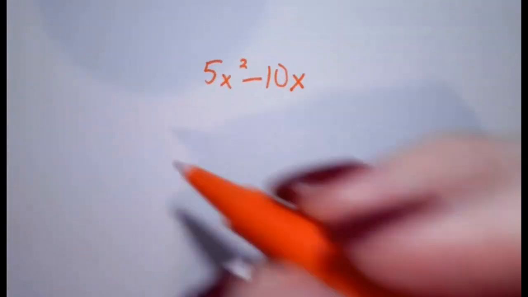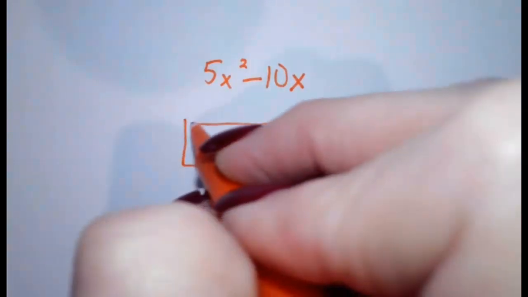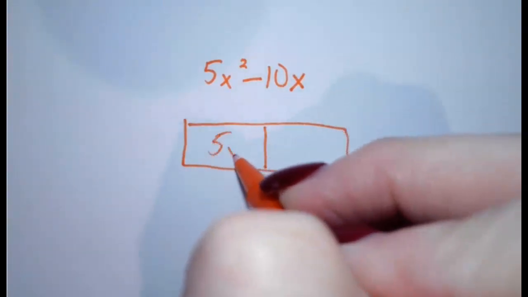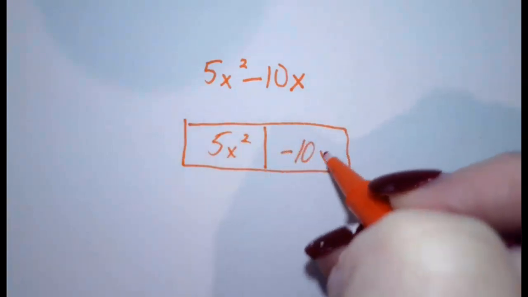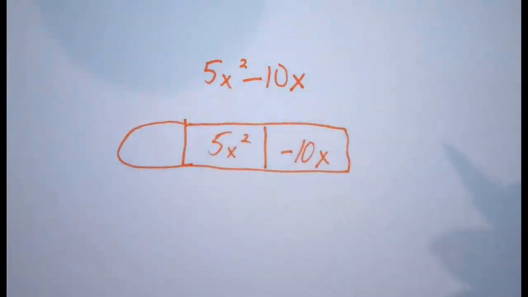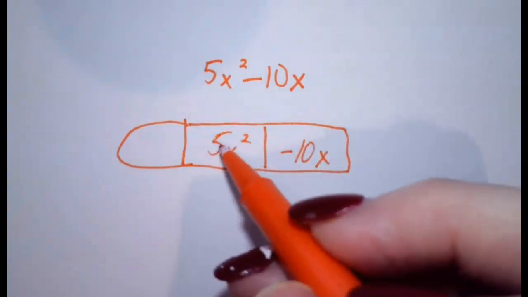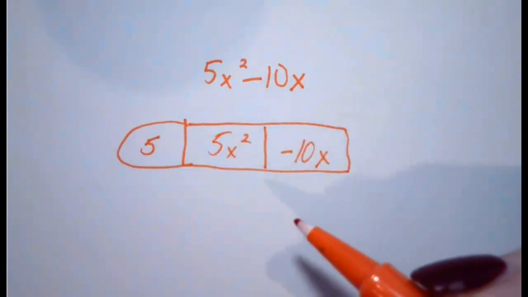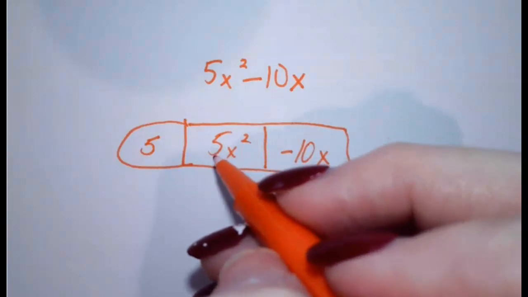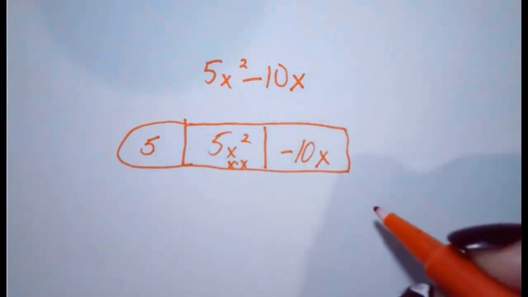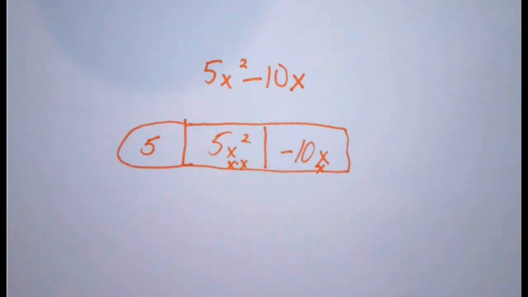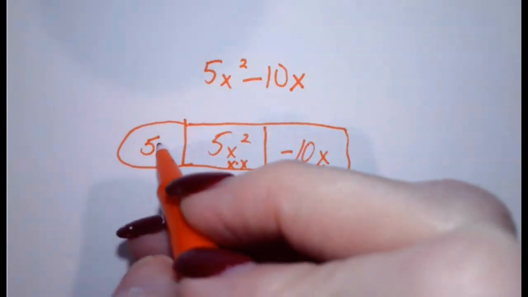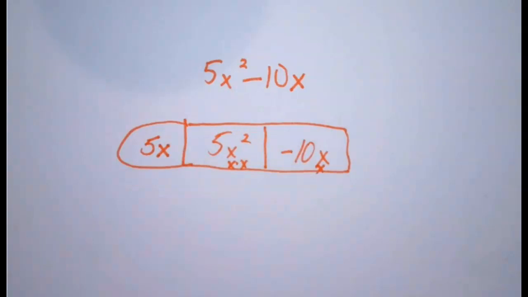Now I have a little bit harder one. So let's put this into our box, 5x squared and a negative 10x. All right. What can I divide? Let's look at the numbers first. I have a 5 and a 10. Can I divide both of those by 5? I can. Now if you think about it, this is an x and x, and this is just 1x. But do both of them have at least one x? Yes. So I could take one of those out and put it right there.